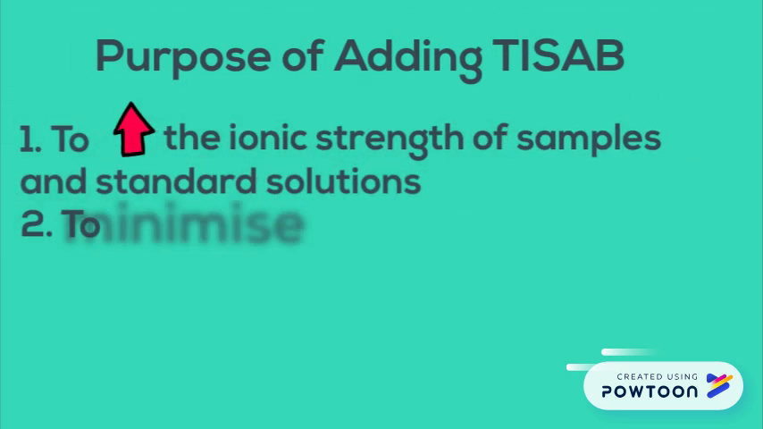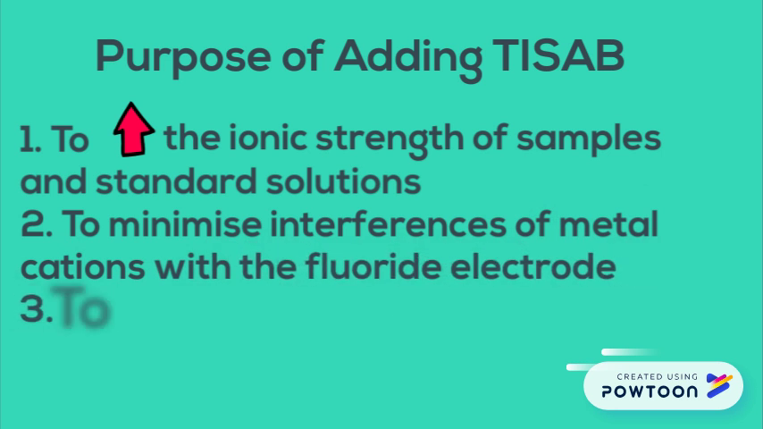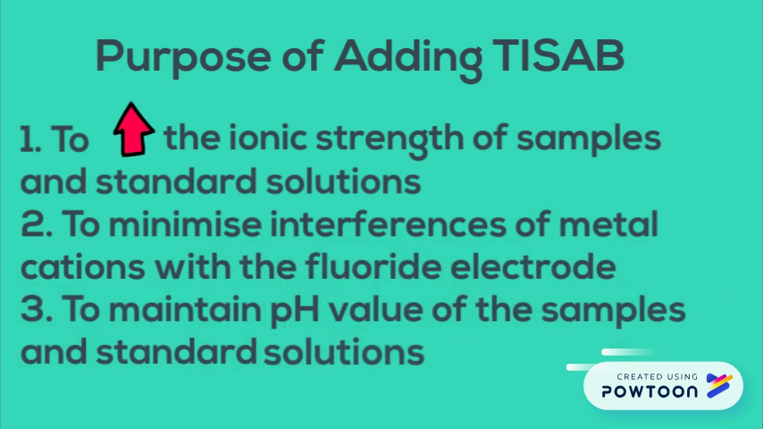There are actually three purposes. One of them is to increase the ionic strength of samples and standard solutions. The second purpose is to minimize the interference of metal cation ions with the fluoride electrode. The CDTA in TISAB is a chelating agent which will complex with the metal cation ions instead of the fluoride ions. And the third purpose is to maintain the pH value of the samples and standard solutions.